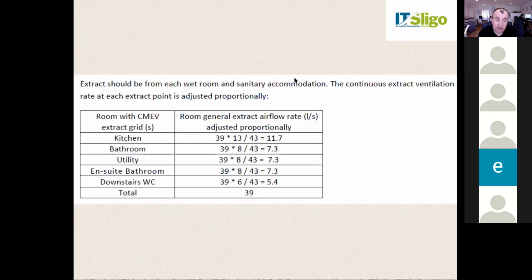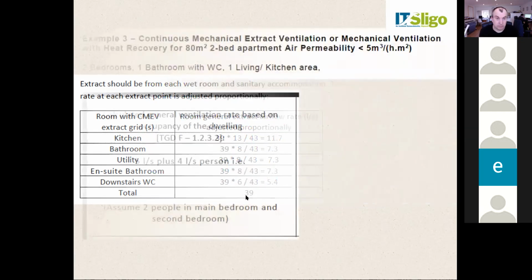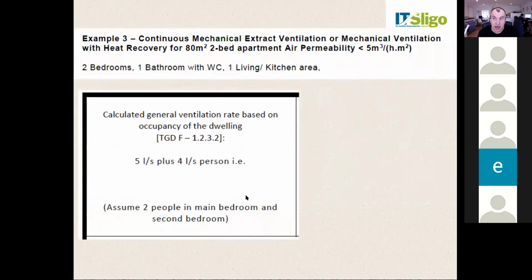I'm just mentioning it to you that this is another part of the calculation, but we're only going to work out now just the key number. You can see how it adds up to be 39 here. So we're going to do another example now.